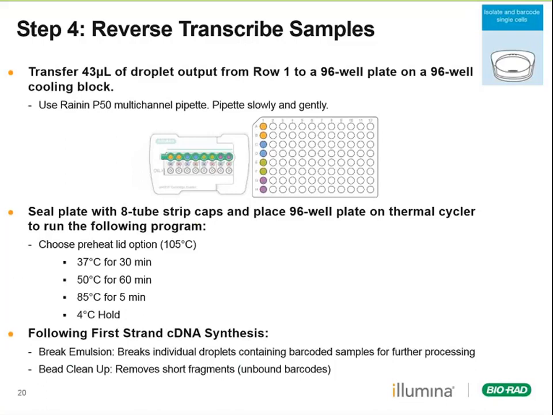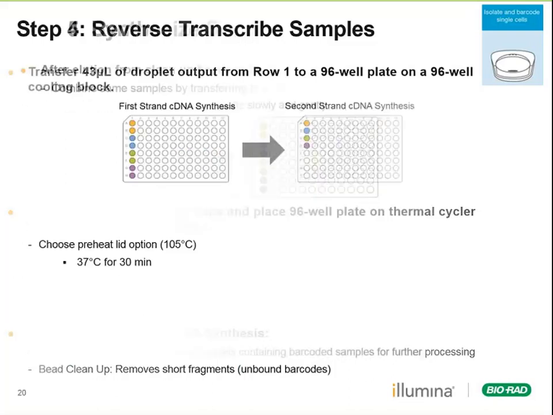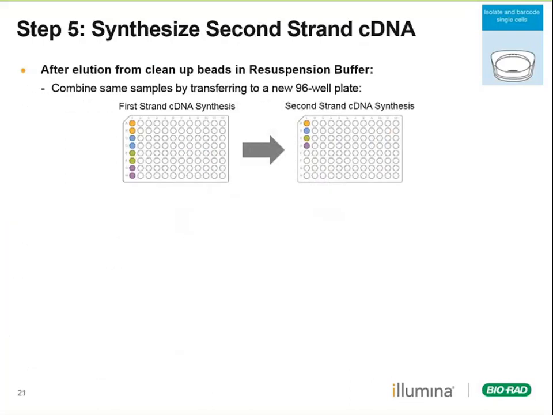Following first-strand cDNA synthesis, the transcripts have been barcoded back to their cell of origin, so we no longer need to preserve the droplets. We're going to do a break emulsion step, which breaks up the individual droplets, and then we're going to do a bead cleanup to remove any short fragments, which are probably the unbound barcodes. To complete day 1, we still need to go through second-strand cDNA synthesis so we have a more stable product. After cleanup, we're going to have our product in resuspension buffer. And at this point, we're able to combine the volumes from 2 wells into a single well per sample.